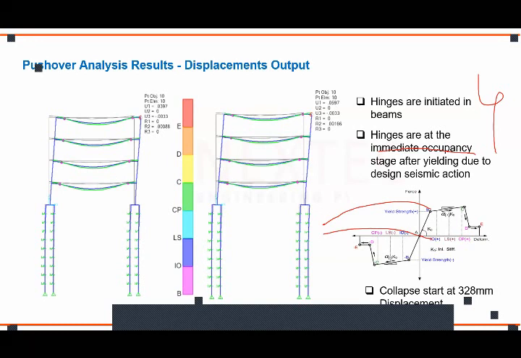Instead, we analyze and get the moment curvature output from this nonlinear structure, plot the graph, and find from these graphs where hinges are forming. We give the possible locations on beams for the hinges to be formed. In most cases the analysis is not that accurate, because we are pre-assigning the hinge locations.